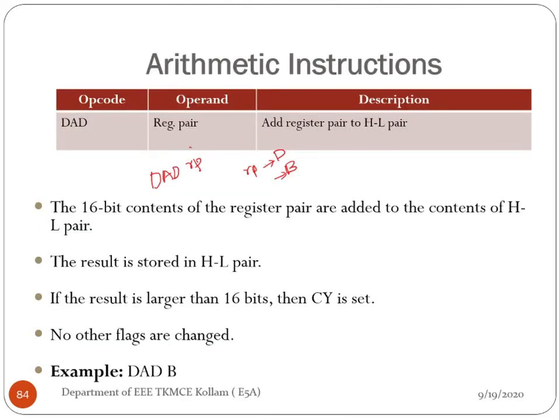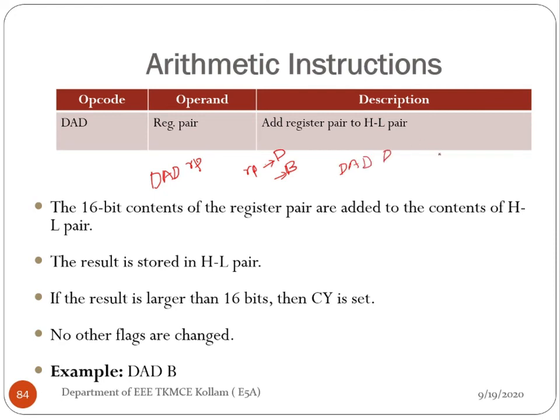Next arithmetic instruction is DAD register pair, that is DAD RP. RP indicates the higher order register in a register pair other than the HL register pair. That is, for the DE register pair we will use D, the MSB register in the DE register pair. For the BC register pair, the MSB register is B. So RP indicates DE or BC. For example, let's consider DAD D.